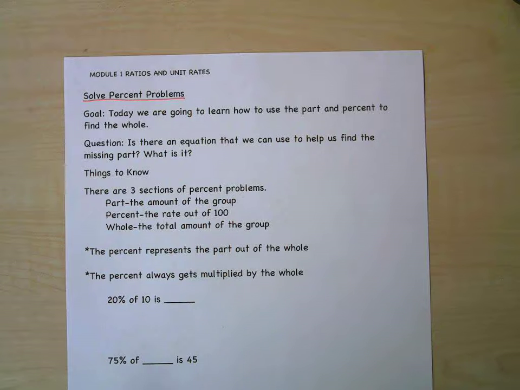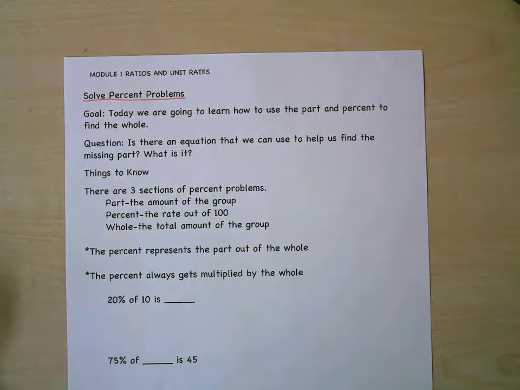The percent represents the part out of the whole, and the percent always gets multiplied by the whole. Those are two things that we need to remember. When it says the percent represents the part, you are saying the part is the percent. In order to get that, you have to take the percent and times it by the whole, and that's how you find the part.